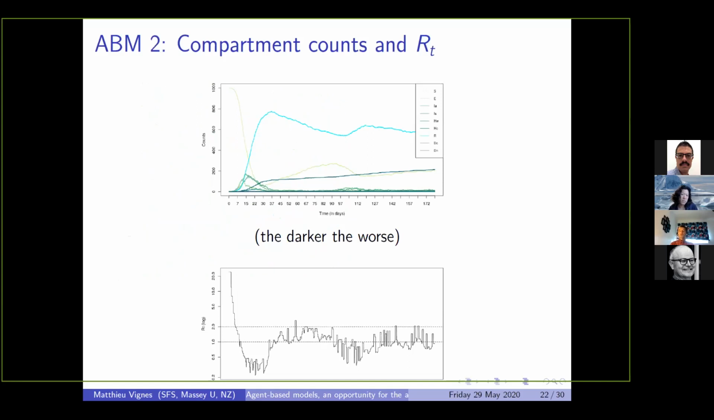So that would be the counts in the different compartments. The light green, you see that was at the top towards the start of the simulations. I simulated that for 6 months. That would be the susceptible, and the darker the worse. So the exposed would be slightly darker, and you see the first curve that starts towards the first few days. And then the blue curve is the curve of recovered.